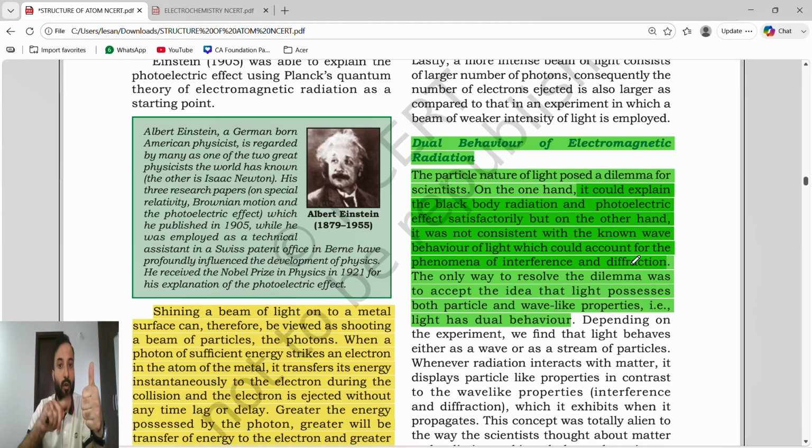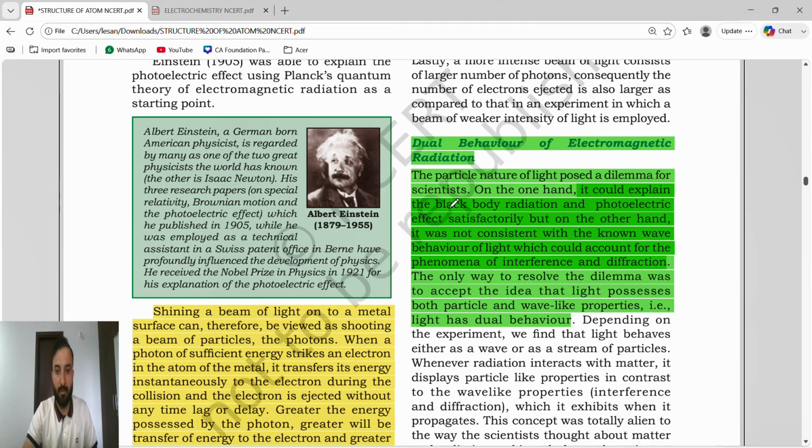Interference and diffraction you are going to study in physics. So these two drawbacks are what they are facing for the dual behavior. If they ask now, for the dual behavior of electromagnetic radiation, what are the drawbacks or limitations they are facing? So these are the two limitations you will write.